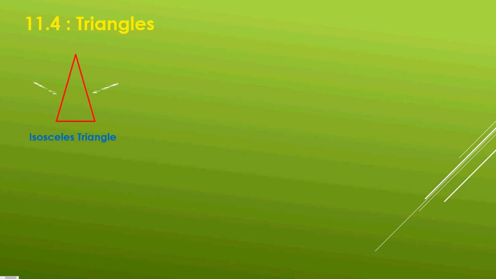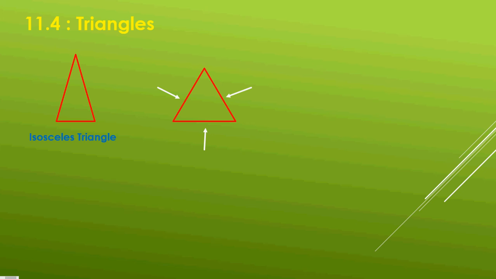Perfect. Now, it can also have two angles that are the same degrees. Okay? That is the isosceles triangle. Now, we have this triangle. The name for this one is equilateral triangle. Why does this triangle have this name? Because the three sides are the same measure.